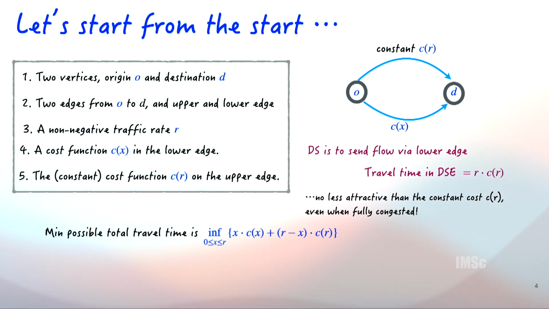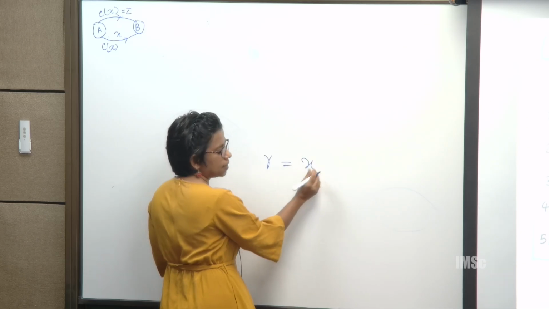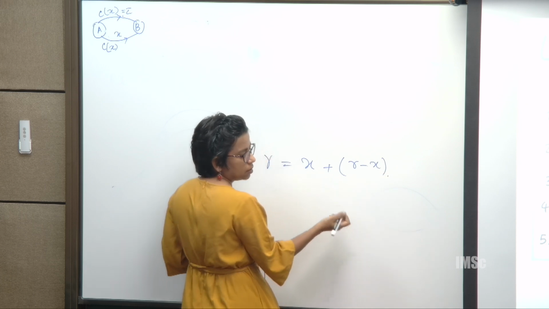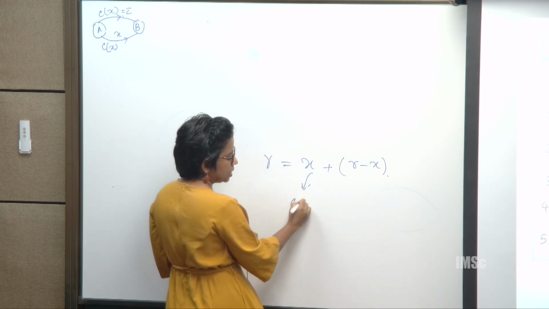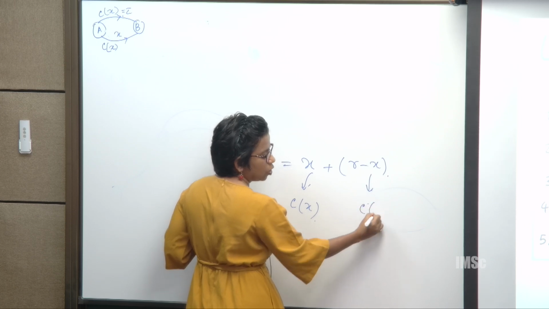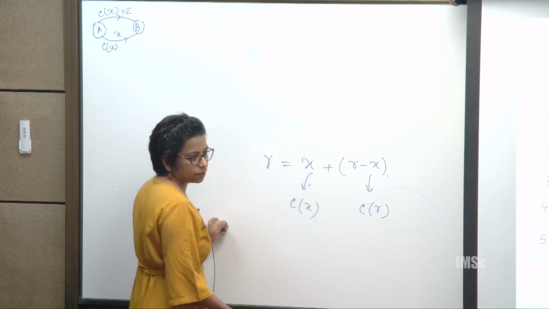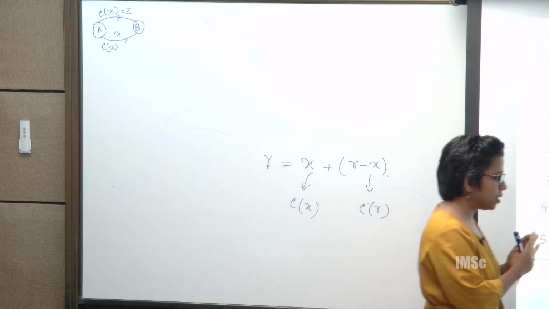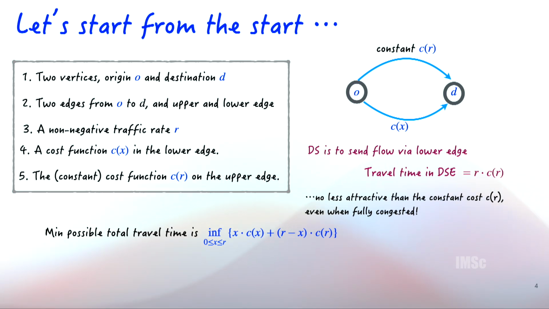X is the unit of flow you are sending through this. You have a total of R, if you send x at the bottom, the rest is R minus x. So x incurs Cx of traffic delay, and this incurs the constant CR. That is what this is, and you are trying to find the value x for which this is minimized, correct? Okay.